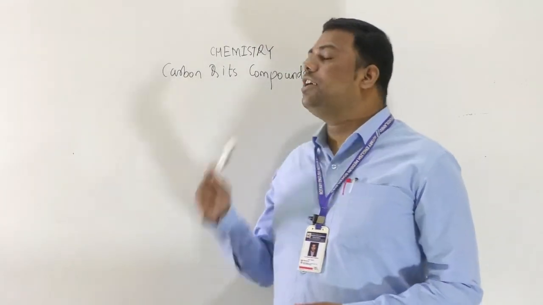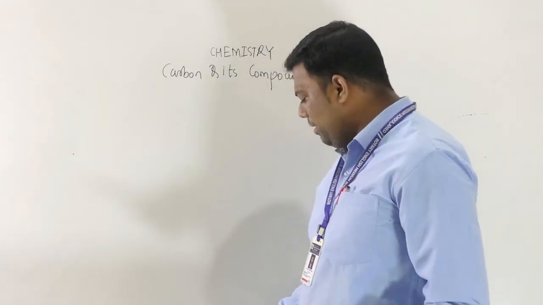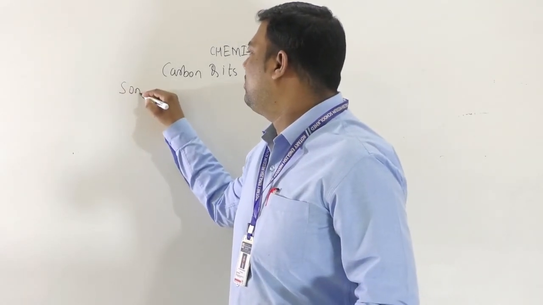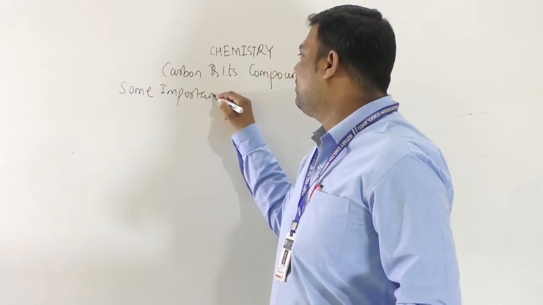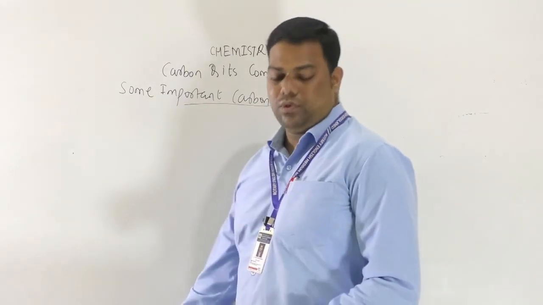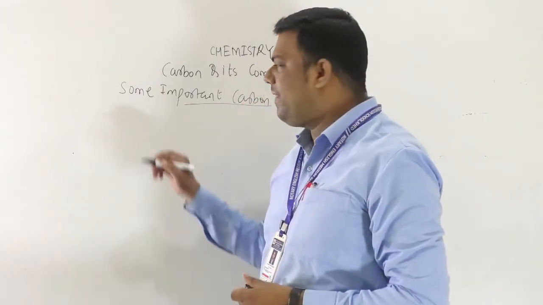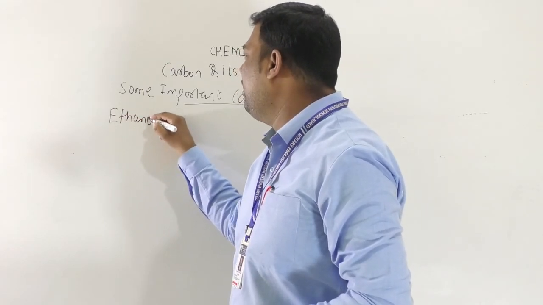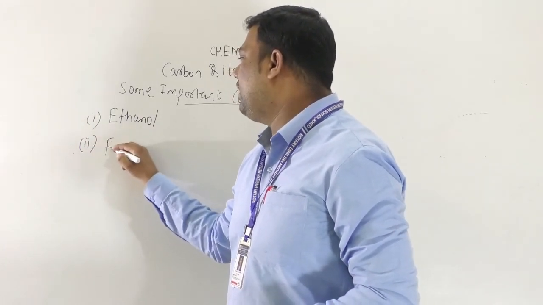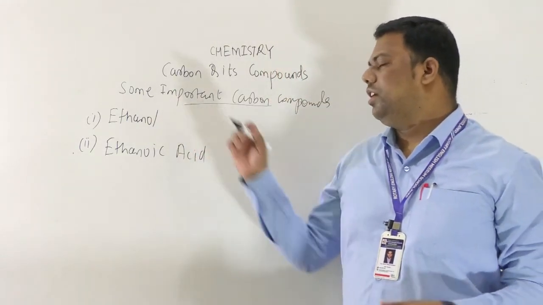Now, in today's lecture in our chapter Carbon and its Compounds, we are discussing some important carbon compounds. In that, we are mainly discussing two carbon compounds, ethanol and ethanoic acid. First we are discussing ethanol in depth, then second is ethanoic acid.